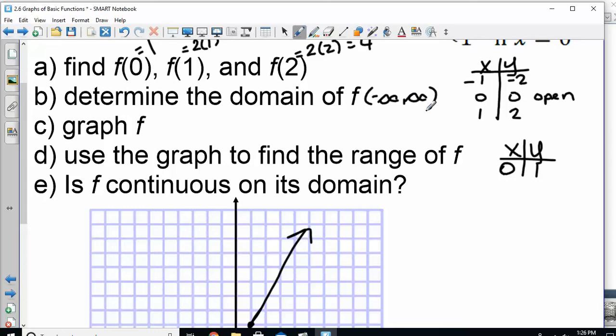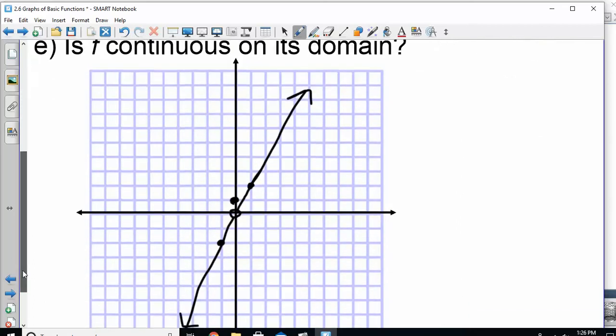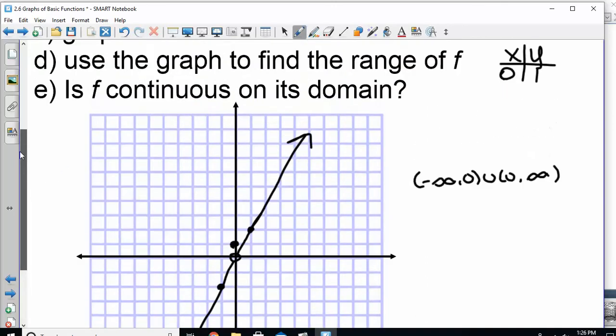my range is talking about my y. So if I go from the bottom up, this end's going down forever. So I'm coming up. Is there anything I don't hit? 0. So how would we write that range? So part D.